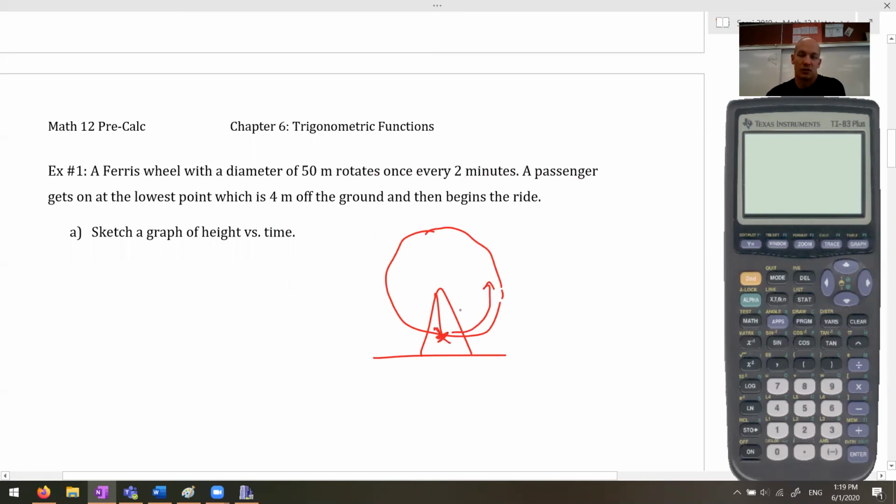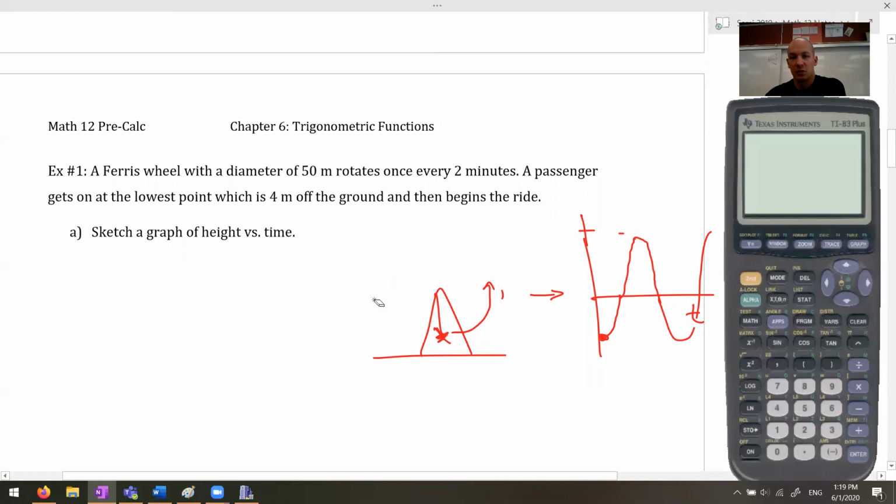I don't know if it's clockwise or counterclockwise. I don't really care, it doesn't actually matter. But now we want to convert this into how high are they? What is their height as a function of time? They're going to start at the lowest point, so it's going to be down here. And then as time goes on, they're going to go up and up and up, and then reach the highest point, which corresponds to here. Then they're going to start to come back down, so their height's going to drop. And they're going to wind up having a graph something like so.